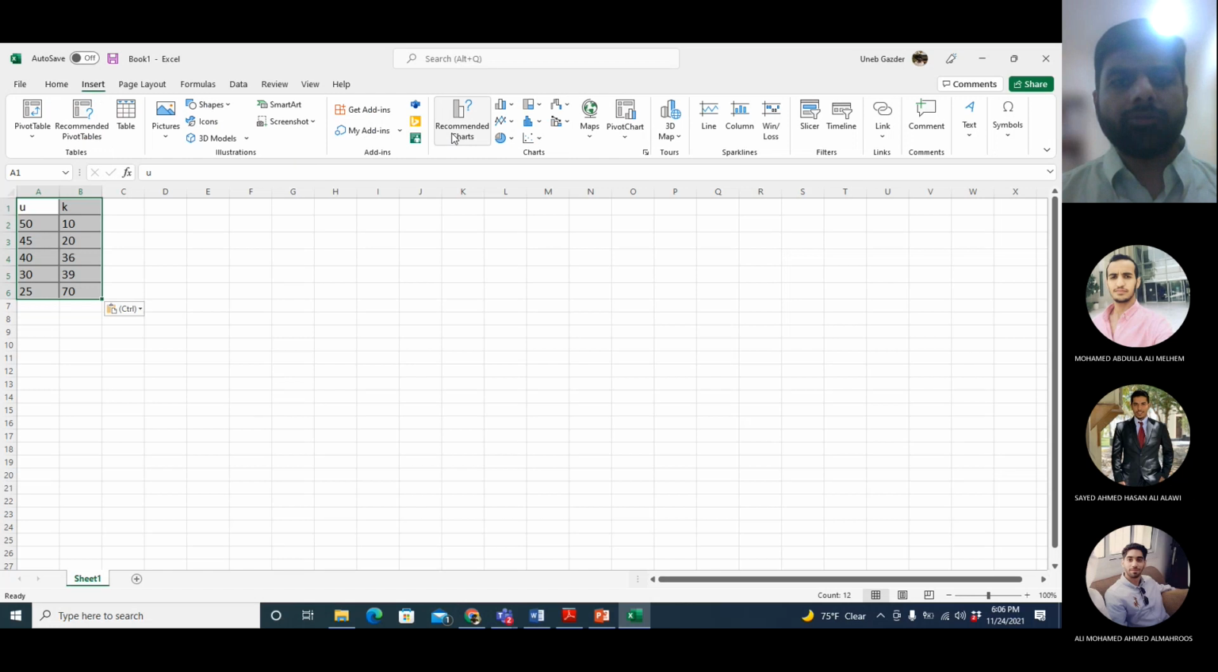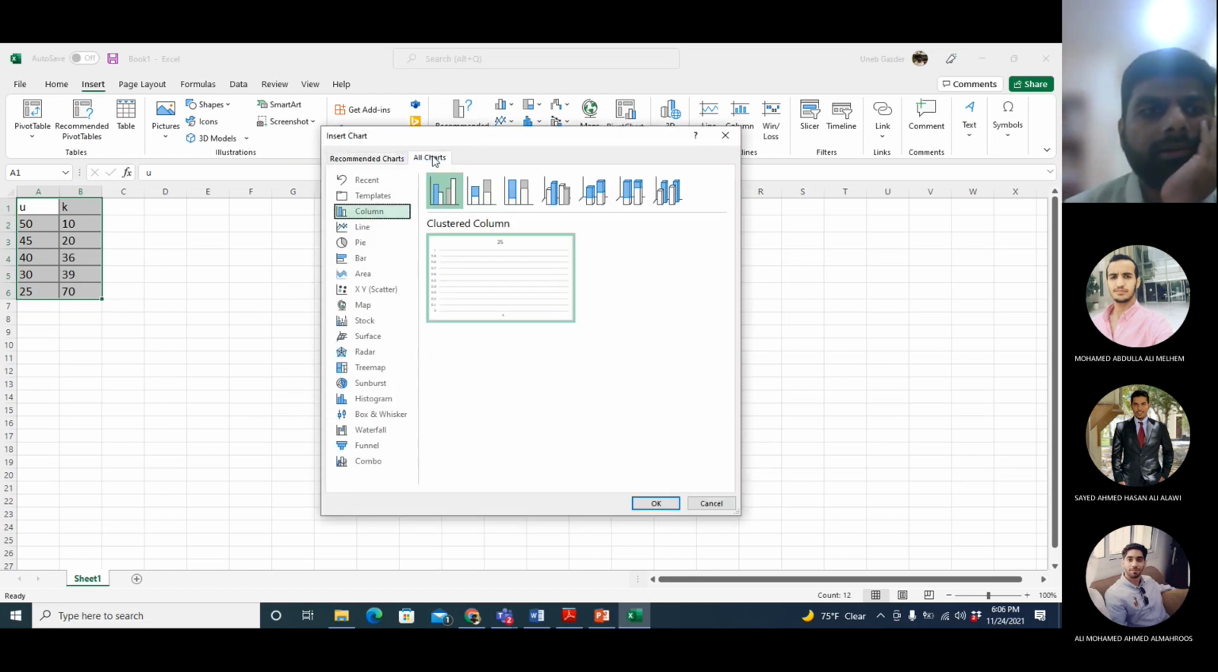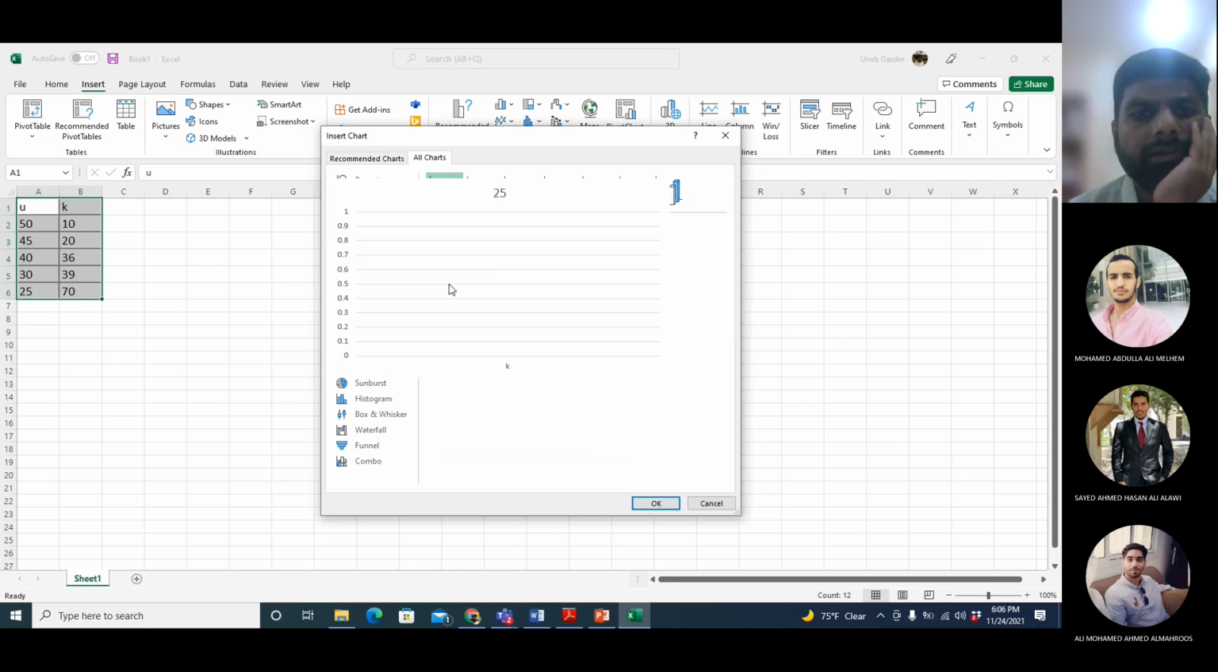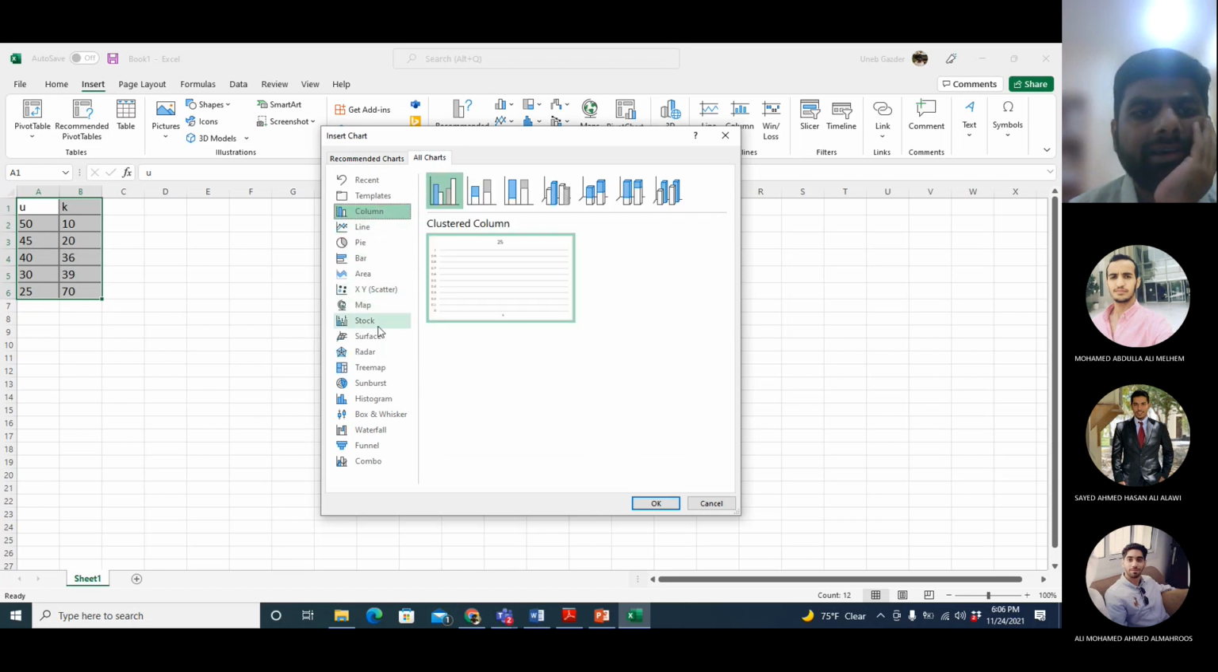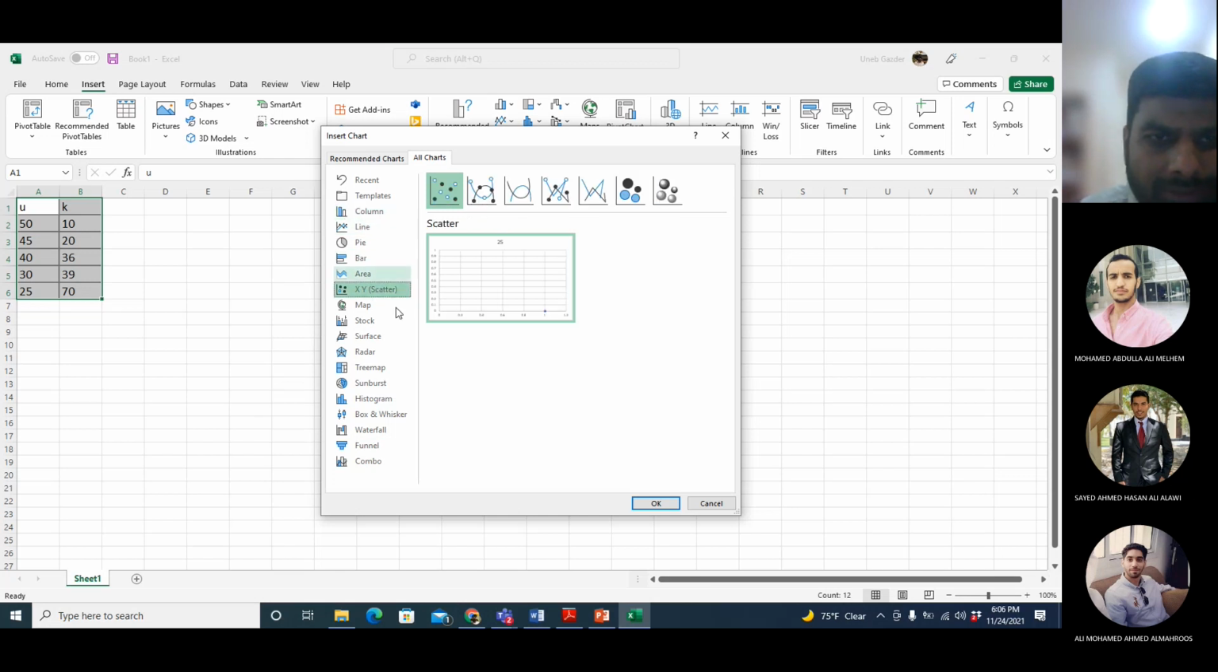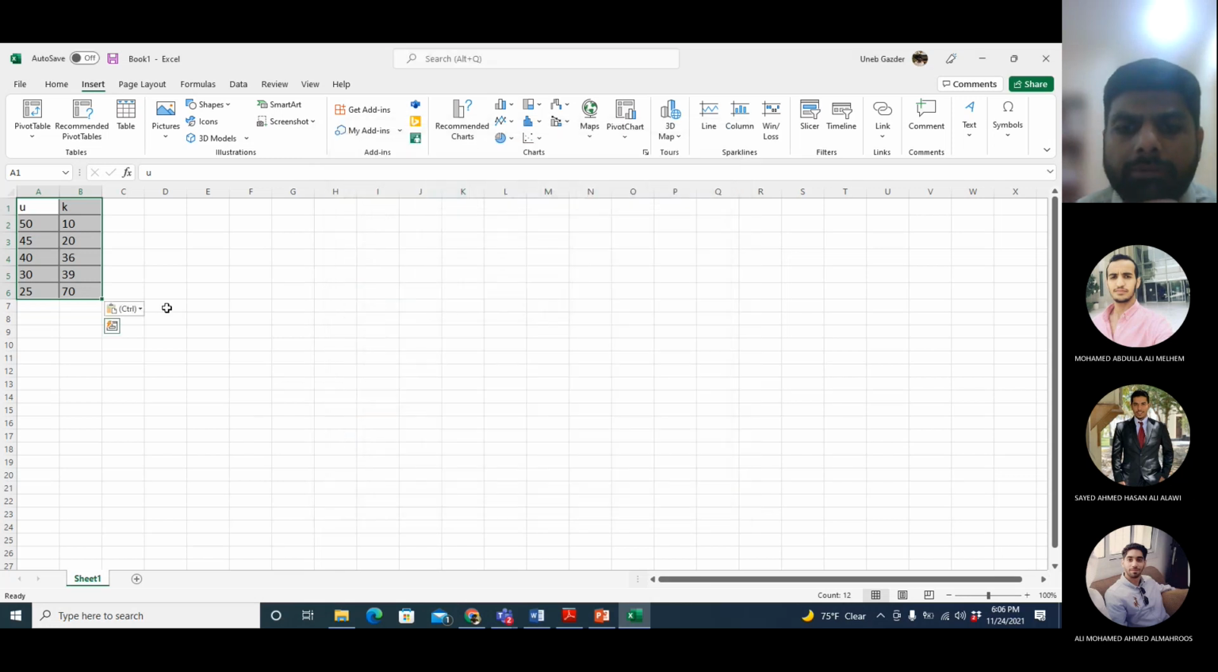And then you go for a chart, recommended chart. I don't know what happened here. So you will see the option of scatter plot here. Where is it? This one, XY scatter. So it's the option for XY scatter. You select that option. I think there's a problem in copying the value. I don't think it is copying it as number. Okay, let me try again. U, K.